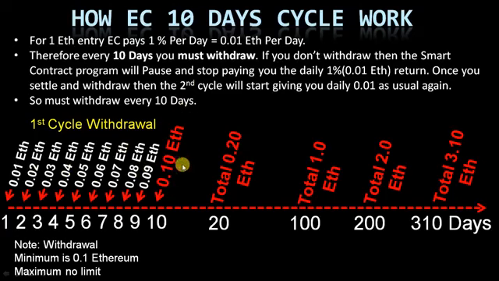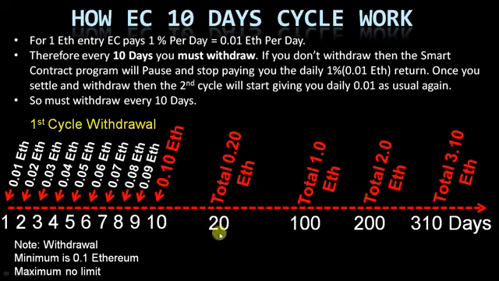So within this 10 days you can withdraw any time, but if you don't withdraw within the first 10 days, then 11th day onwards you will not get paid. That is the 1% that you should get, okay? So please don't forget to settle. I'll teach you how to do that, okay?